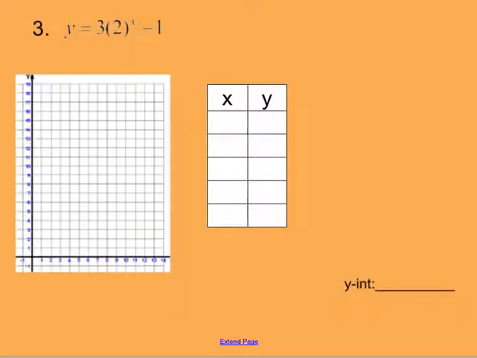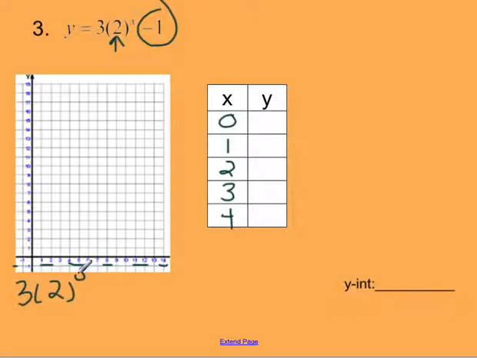Next, let's take a look at this one. Well, first of all, I notice that we're translating down 1 because that's that negative that's being added. So the new line that I can't cross is at negative 1. So now again, I see that my a is greater than 1, so I'm going to use 0, 1, 2, 3, and 4. And I'm going to plug in each of those values. So I'm going to raise 2 to the 0 power, which is 1, times it by 3, and subtract 1.